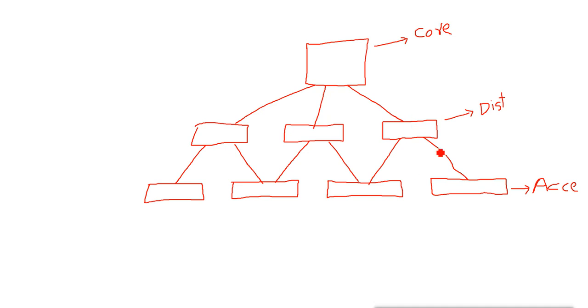Now in the distribution layer we have all the important server devices, like the mail server, web server, and database server. Those servers are connected to this distribution layer. And on the access layer we have all the normal devices, clients or end devices connected. So all the end devices will be connected to this access layer.